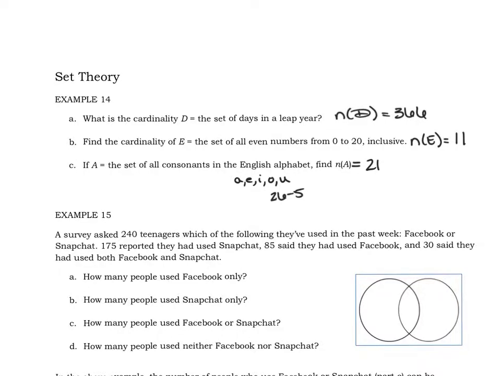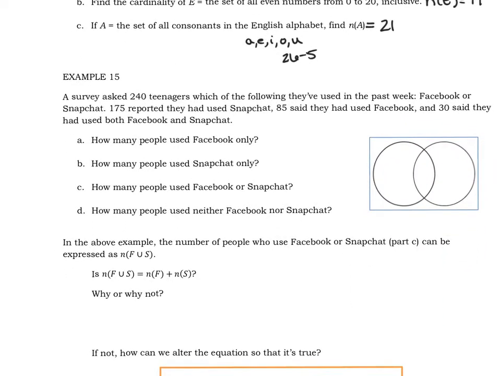All right. Now, looking at cardinality with a Venn diagram. So now I'm going to put numbers in the Venn diagram, and those are going to represent how many people in the survey belong in that portion of the Venn diagram. So we asked 240 people what they've used in the last week, Facebook or Snapchat. 175 said Snapchat, 85 said Facebook, and 30 said both. So I'm going to label these sets here. So this will be my Facebook and this will be my Snapchat set.